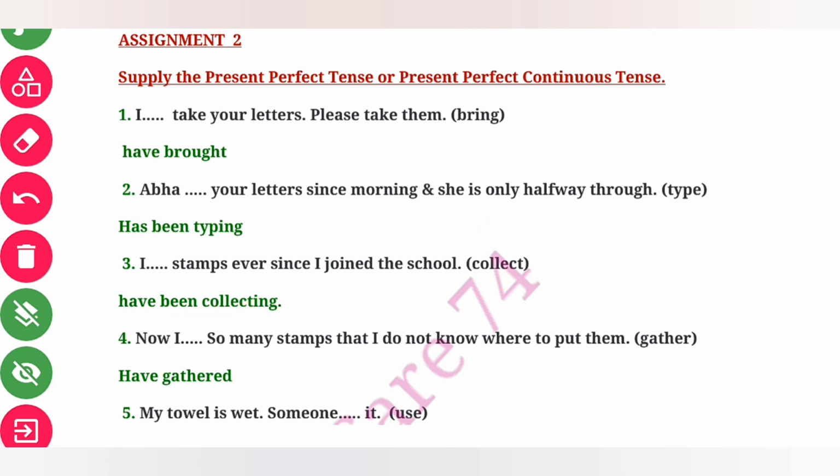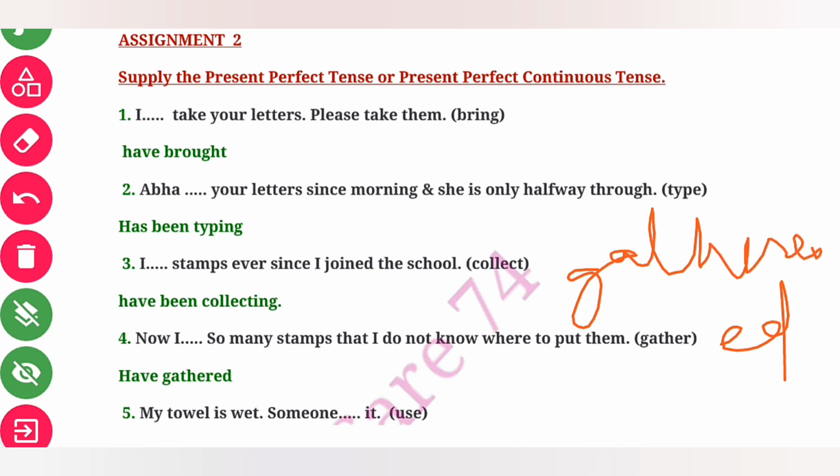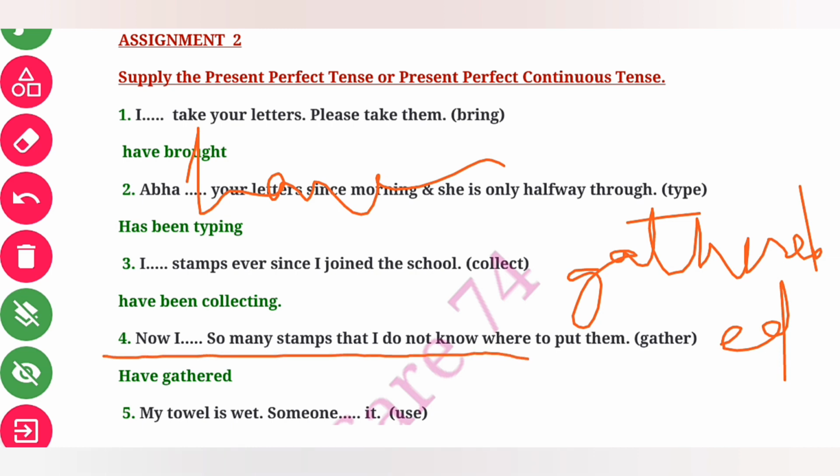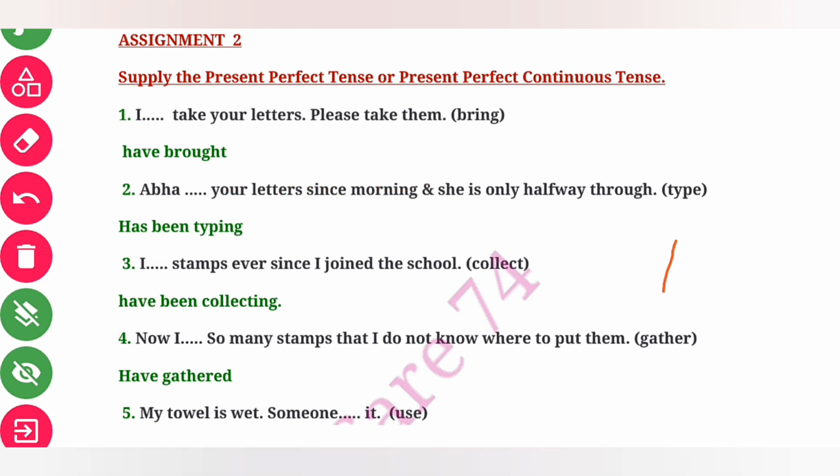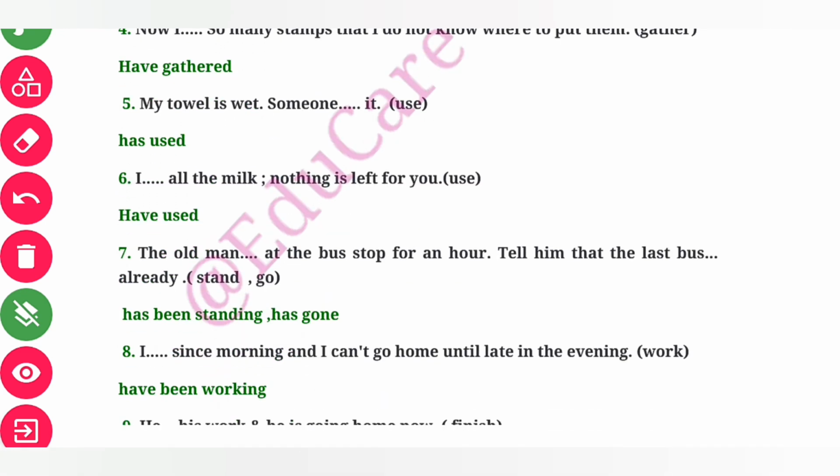Clear? Number 4, now I dash so many stamps that I do not know where to put them. See, this sentence simply says that there is not any action going on there. It means the action has already been completed. The verb gather is given, so gather becomes gathered. I, then have is used. So I have gathered so many stamps that I do not know where to put them. Clear?